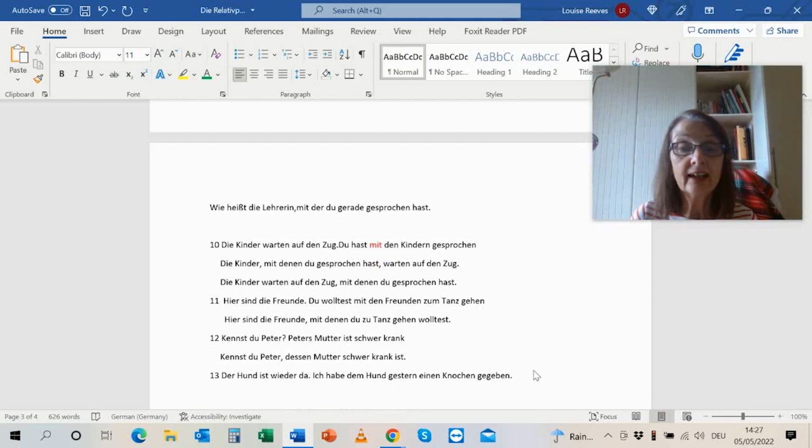Der Hund ist wieder da. The dog is back. Ich habe dem Hund gestern einen Knochen gegeben. I gave a bone to the dog yesterday. So there we have a dative.